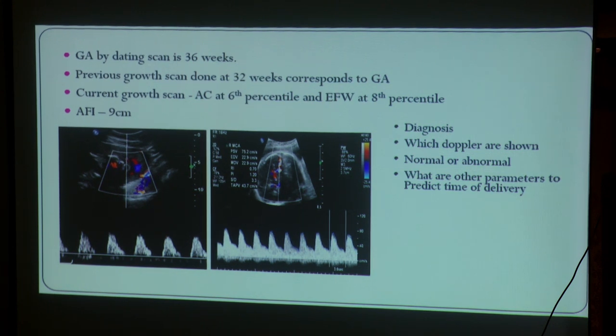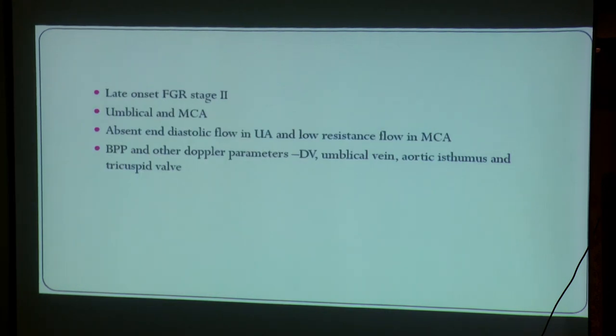What other parameters are required to predict the time of delivery? We have to do the fetal biophysical profile. That includes AFI, fetal tone, breathing, body movements, and we have to look for other Doppler parameters of ductus venosus, umbilical vein, aortic isthmus and all.